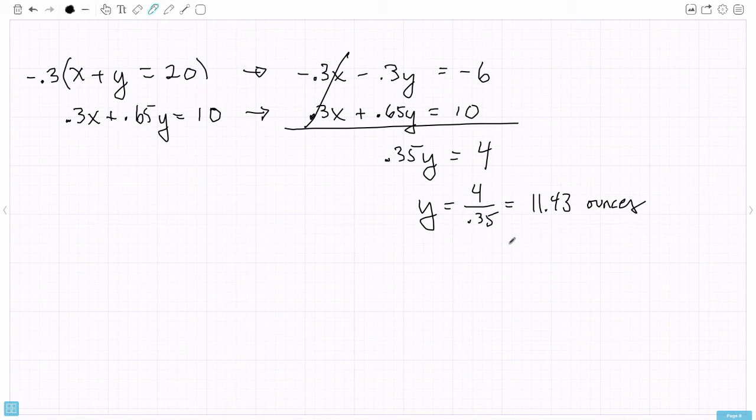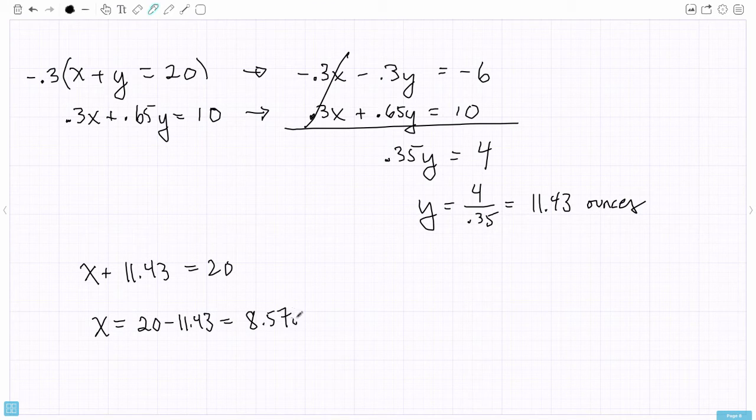And now that I know the y value, I could go back to any equation in this system, it has to be true, and use the y value to get the x. So the easiest one is back to the original where I have x plus y equals 20. So we could say x plus the y, which is 11.43, has to be 20. So the x is 20 minus the 11.43. This is going to be 8.57 ounces.